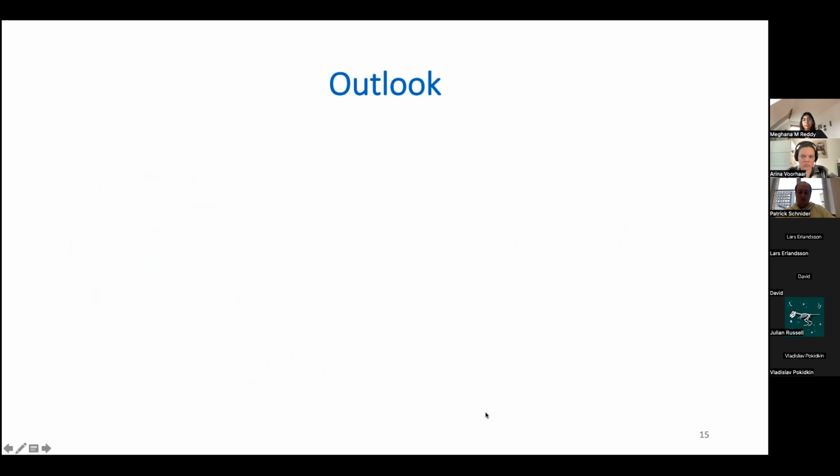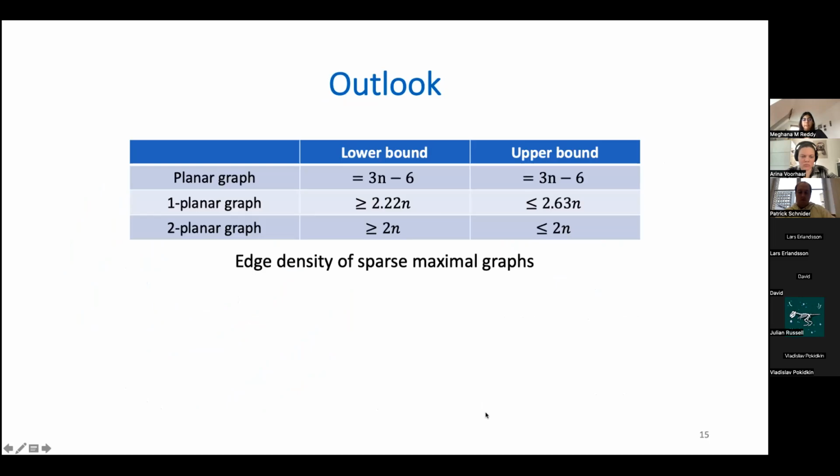So to summarize, we basically have this. We have lower bounds and upper bounds. For maximal 1-planar graphs, we knew a lower bound of 2.2n and an upper bound of 2.63n, because we had constructions of graphs with exactly this number of edges. What we proved is the third row in this table, which is basically saying that for maximal 2-planar graphs, the lower bound and upper bound on the edge density is 2n.